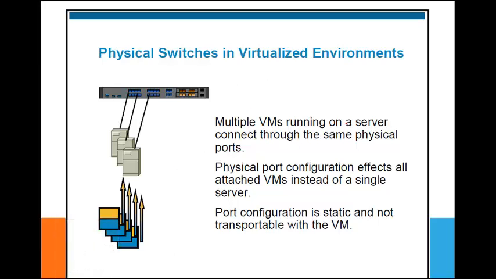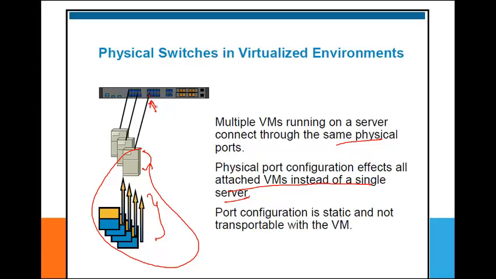Multiple VMs running on a server connect through the same physical port. So this is one physical host having 4 VMs connected to a single port on the switch. Physical port configuration affects all the attached VMs instead of a single server. So any configuration that I make here is going to affect all the VMs, not a single one. Port configuration is static and not transportable with the VM.